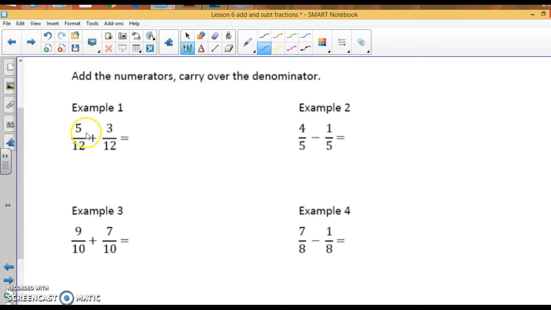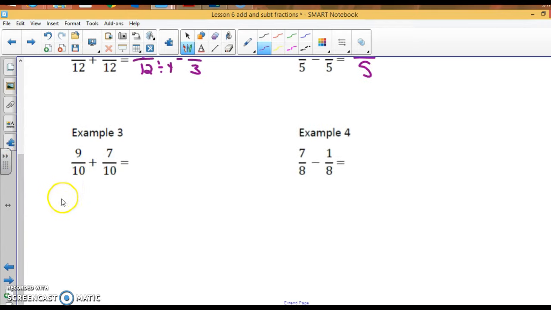So, 5/12 plus 3/12. That's a pretty straightforward problem. If you've got 5/12 and you add 3/12, isn't that 8/12, which can reduce by dividing by 4, and you get 2/3. Here we go. 4/5 minus 1/5 is 3/5. Those are pretty straightforward. 9/10 plus 7/10 is 16/10, which is 1 6/10, which is 1 3/5. 7/8 minus 1/8 is 6/8, which reduces to 3/4.